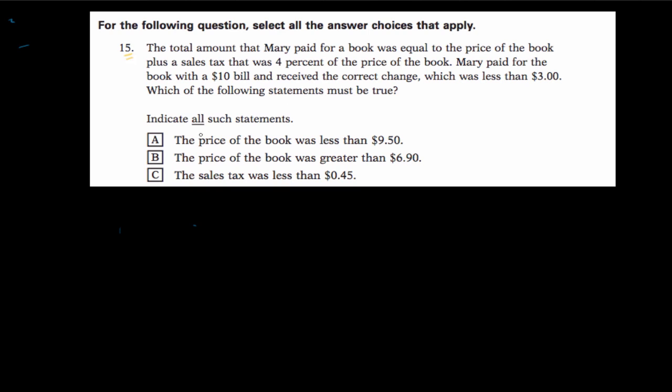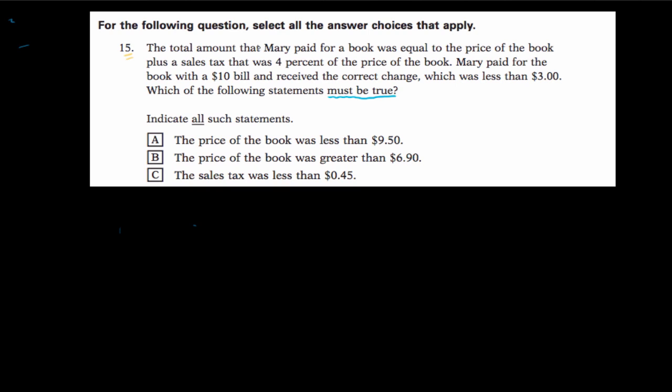Now, the very first statement says the price of the book was less than this, the price of the book was greater than this, the sales tax was less than this. So how then do we determine the one that must be true? It says must be true. So it's a must, not just might or should. So how do we deal with this interesting question? Alright, let's see how we deal with it.